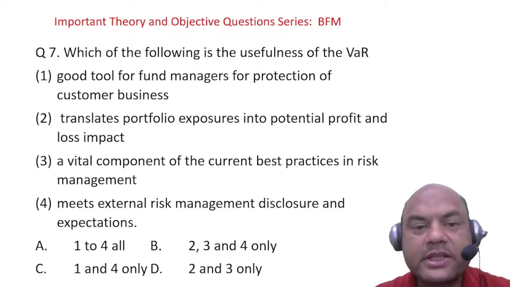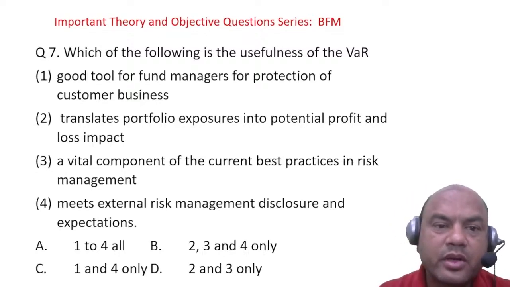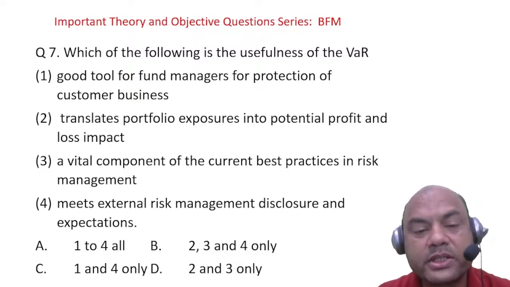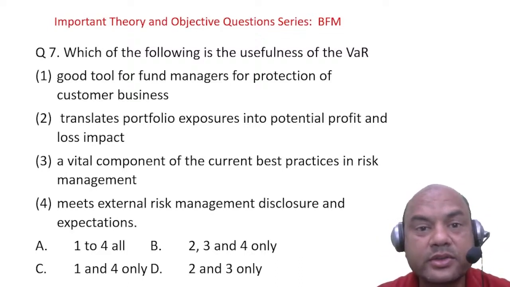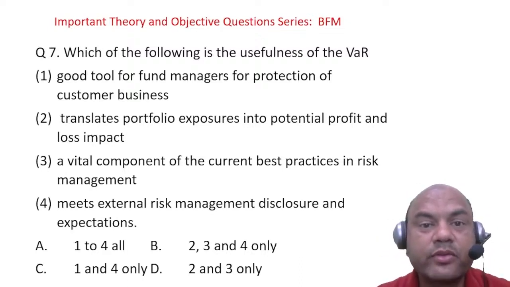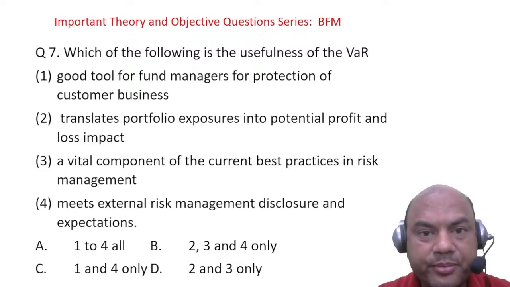Okay, let's discuss these 4 options. Good tools for fund managers for protection of customer business. Is it a good tool? Value at risk. I gave you that example of value at risk. Reliance 3000, 5% fluctuation, 150 here or there, right?